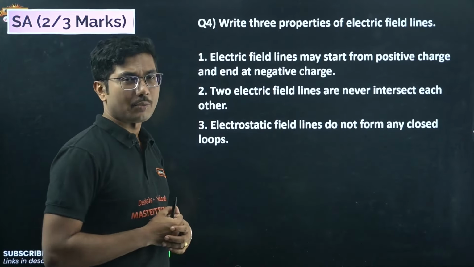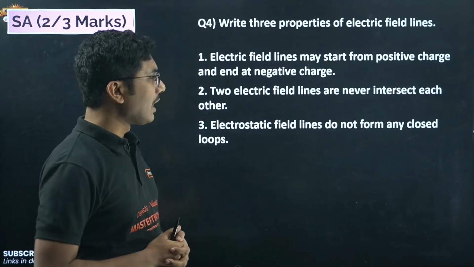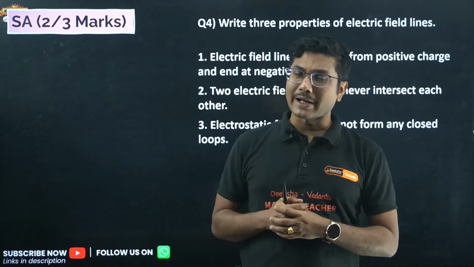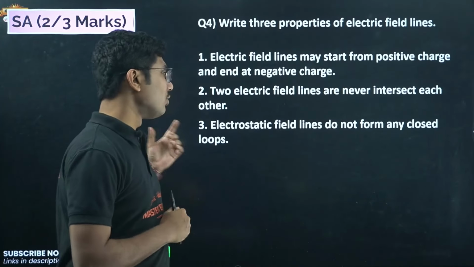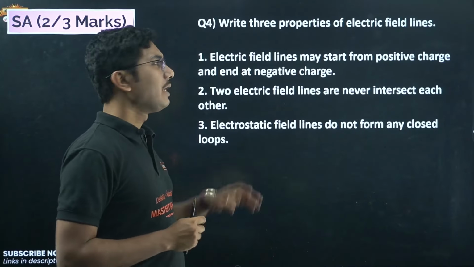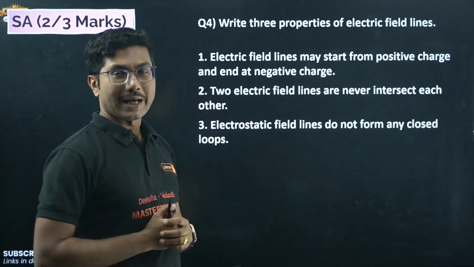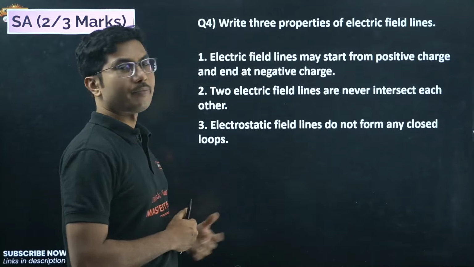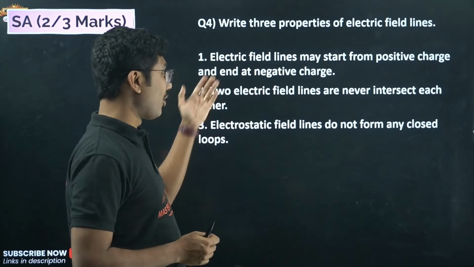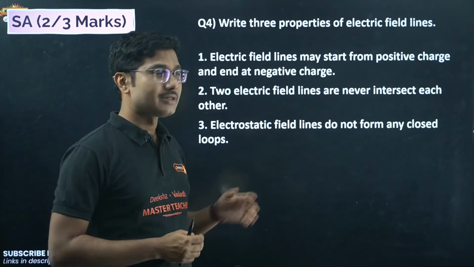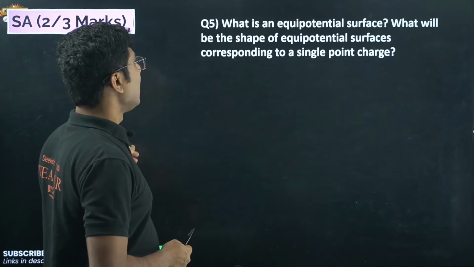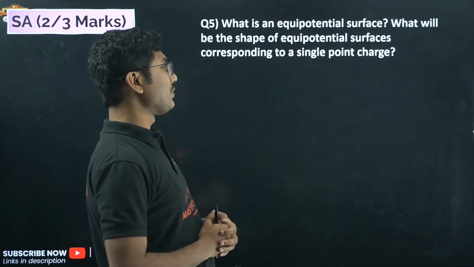The easiest property to remember. Electrostatic field lines do not form any closed loop. This is the difference between electric field lines and magnetic field lines. Electric field lines do not form closed loops; magnetic field lines do form closed loops. So if you study electric with the difference of magnetic, you don't need to study magnetic field separately. Positive and negative are obviously different, but magnetic field lines also do not intersect.